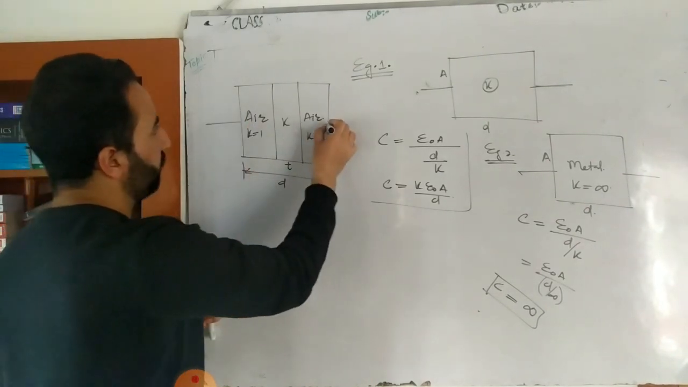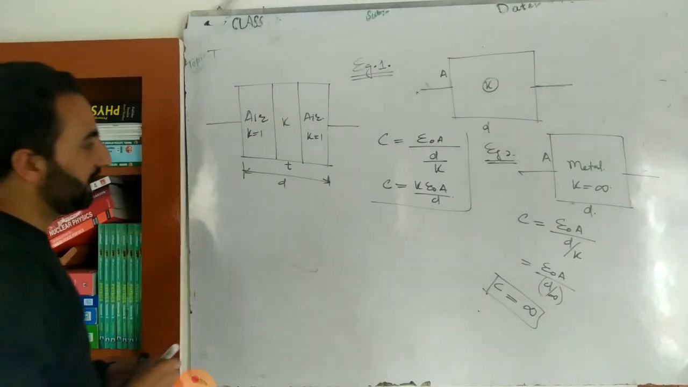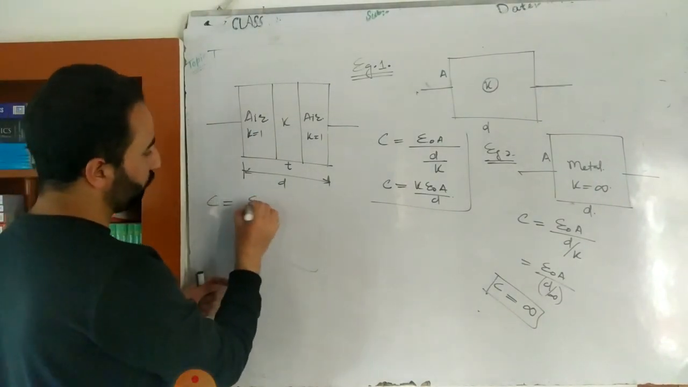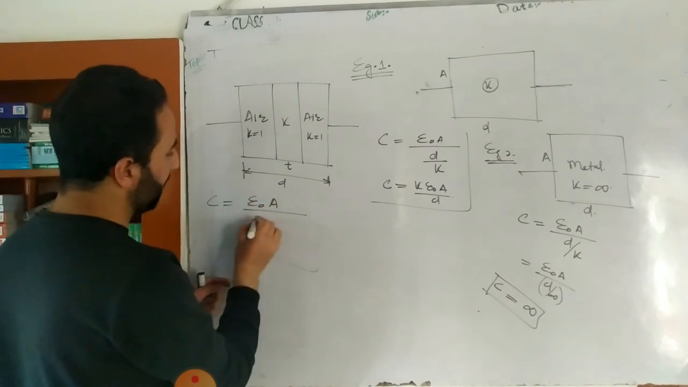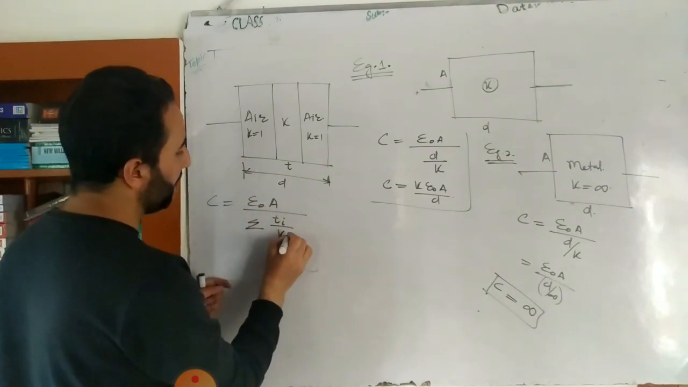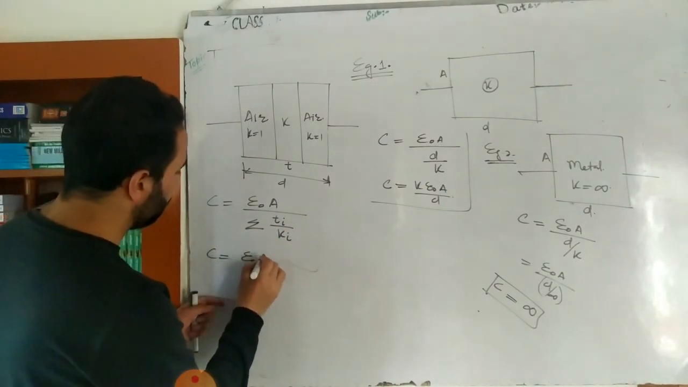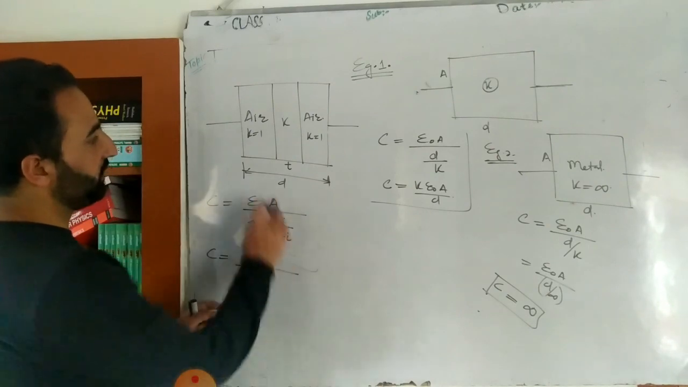Okay, now you have to calculate what? Capacitance. Again, you will use the same equation: the capacitance C is equal to epsilon 0 A divided by summation of Ti divided by Ki. So capacitance C will be equal to epsilon 0 A divided by summation of Ti by Ki.